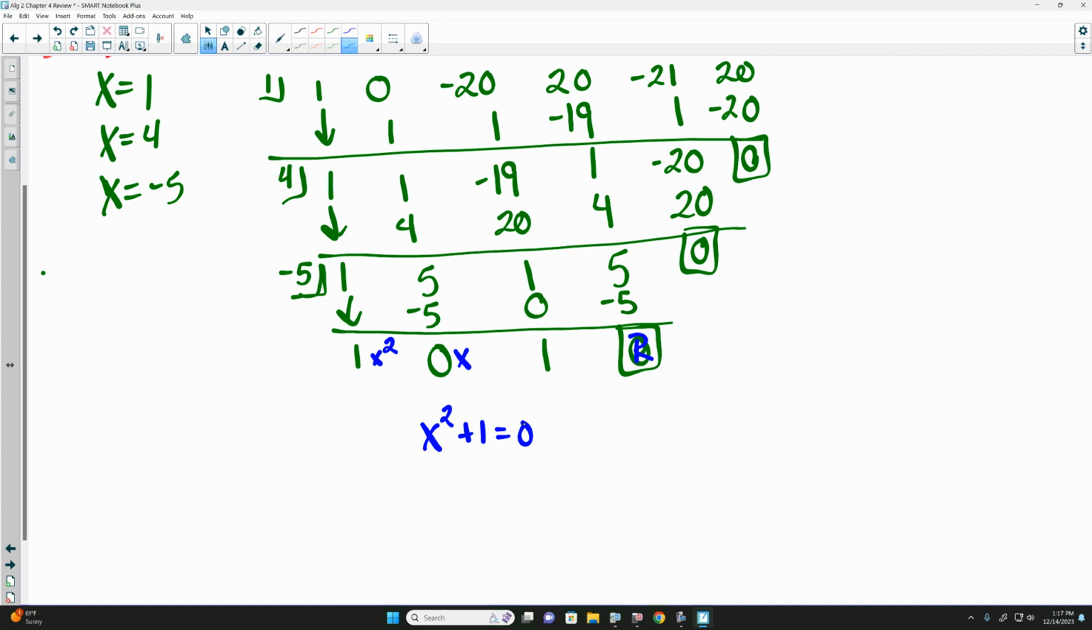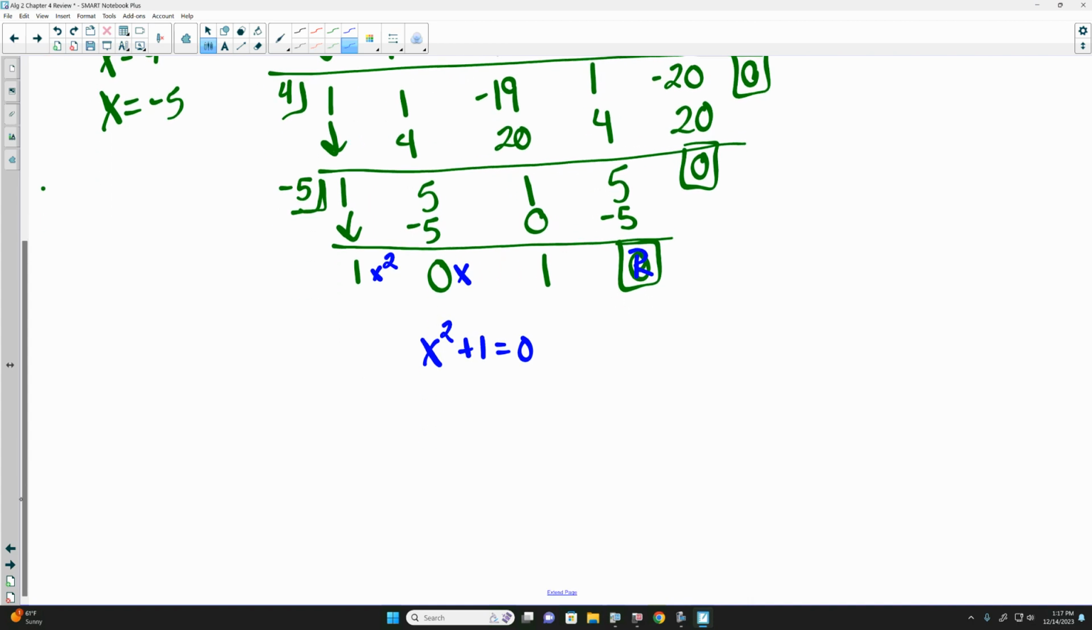So the last thing we have to do is plug the variables back in. The number in the box is our remainder. The number next to it, 1, is our term without x, our constant term. Our 0 is our term with x, and the other 1 is our term with x squared.